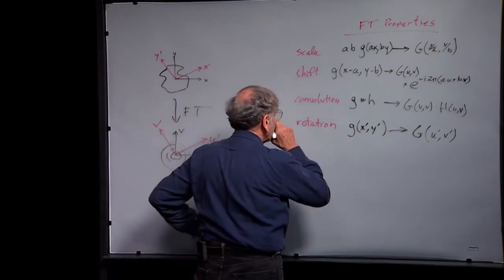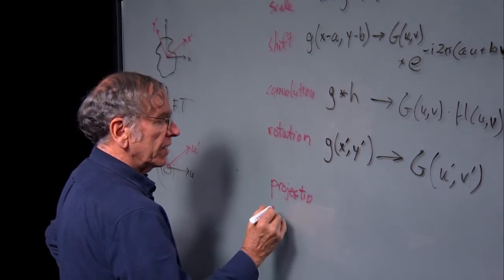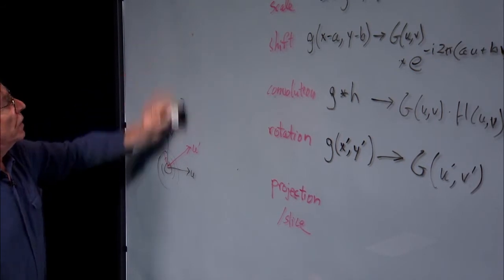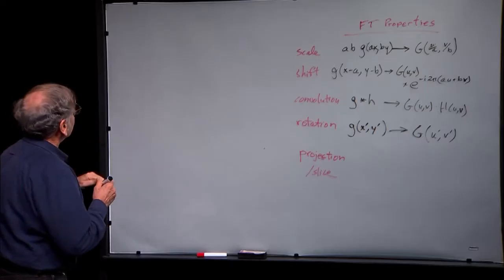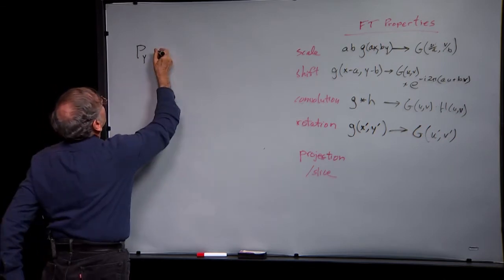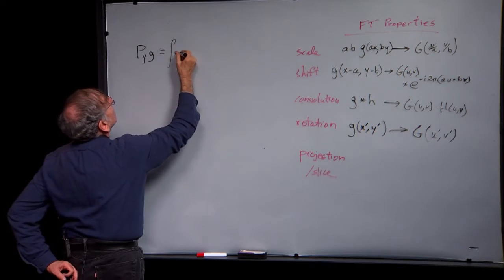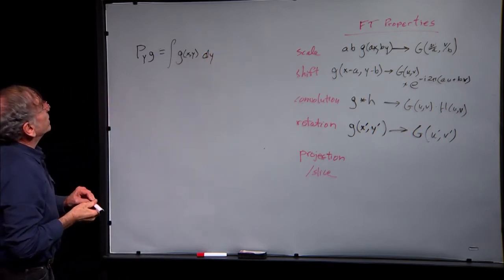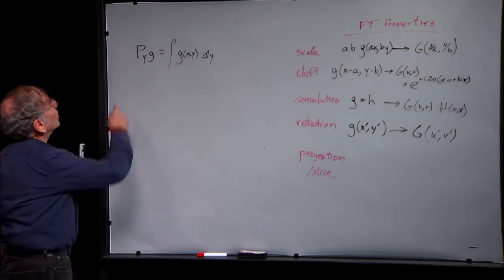Finally, there's one property that we are going to really like, which is the projection slice property. And it has to do with computing lower dimension projections from higher dimension densities. So what I could say is I'm going to define an operator that is going to be p sub y, which means a projection along the y direction of some density, and p sub y operating on my function g is going to be the integral of g of x, y dy. So what I'm doing is that I'm leaving x unaffected, but I'm integrating along the y direction, and that gives me this thing called p sub y of g.